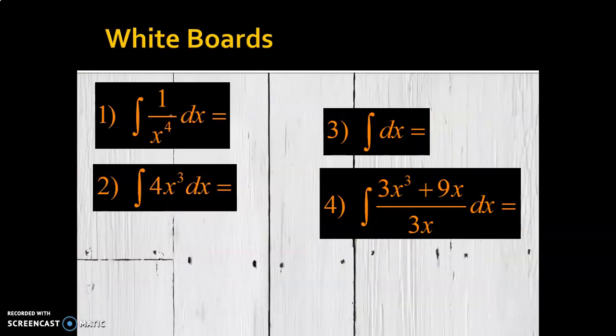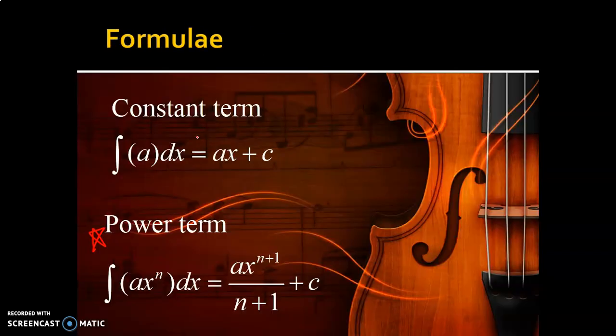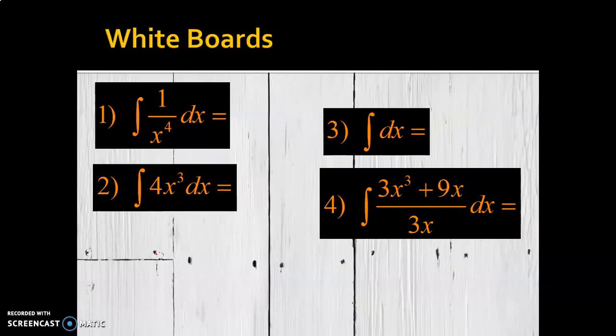For example, if I want to do this first one, we don't have a quotient rule, so I have to rewrite it as a power rule. So I would say this is the integral of x to the negative 4 dx. Then I would get x to the negative 3 over negative 3 plus c. I'm not going to work all the way through all these problems because they're in a different video.